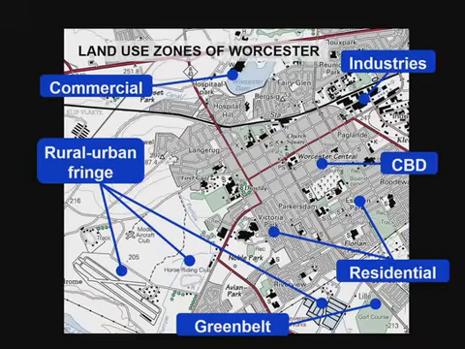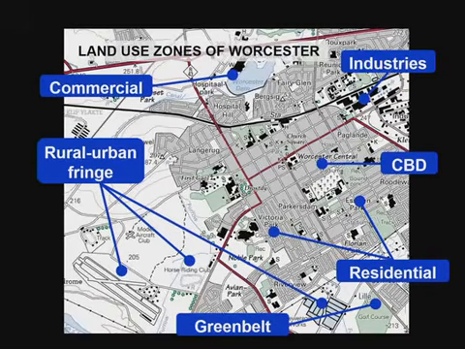Okay. Then remember, this is very important. You must know the land use zones of the map. What are the most important land use zones? These are the industries, CBD, residential, the greenbelt, rural-urban fringe, commercial. You must know this. Okay? Have a look at this. Here we've got, for instance, your commercial. This is a mall that we've got there. Industries, this whole area, look at all the black buildings here.